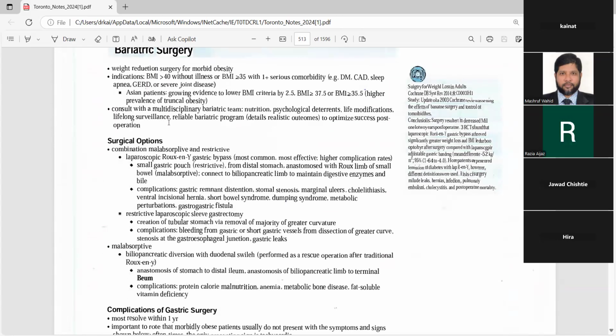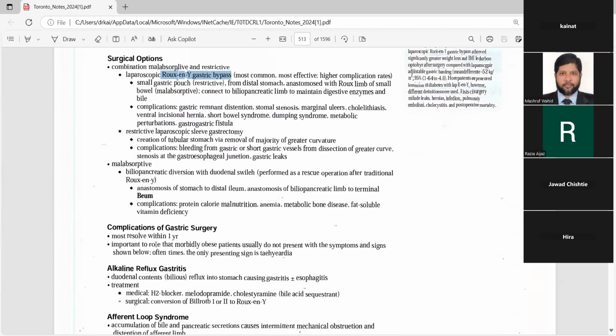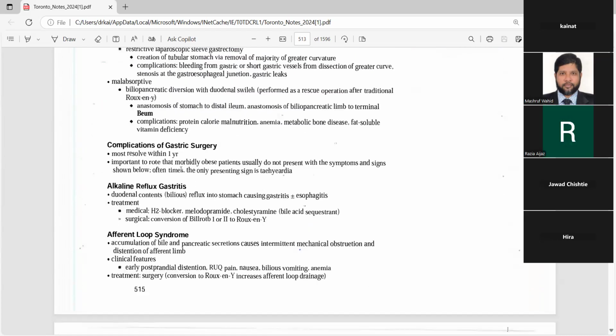The bariatric surgery, there is something here. The complications for the laparoscopic one, the complications for the restrictive laparoscopic one, and the name of this one, I think the name is important too. So the MCQs would be like gastric bypass, Roux-en-Y gastric bypass, laparoscopic gastric bypass. If you don't know the name, sometimes this kind of confusing question can come. And yeah, this one here, complications of gastric surgery.